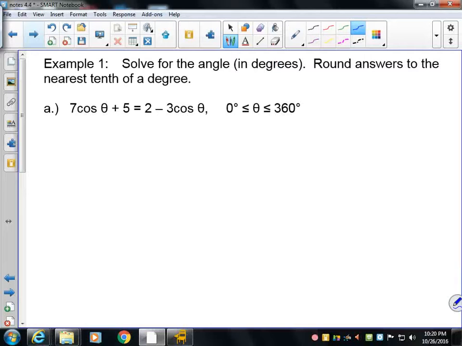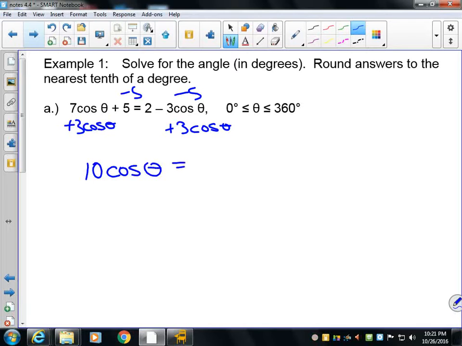So it's just like trying to get x alone, but that x is theta. So we got to start moving things with theta to one side and the numbers to the other. So I'm going to add the 3 cos theta to both sides and subtract the 5. So that gives me 10 cos theta equal to -3. Divide by 10, cos theta is equal to -3/10.